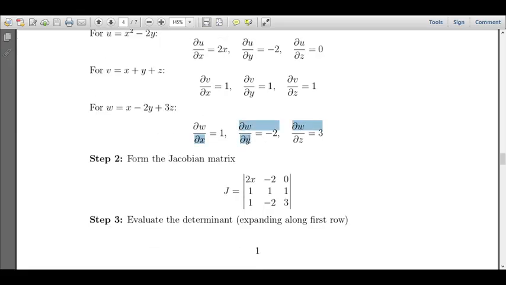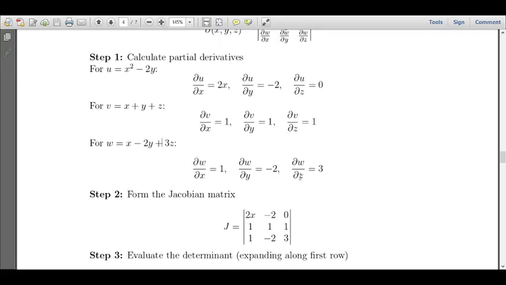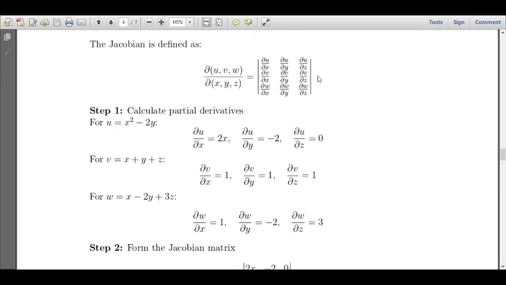So ∂w/∂y. With respect to y, the x and z terms are constant, so those differentiations are 0, and the differentiation of minus 2y is minus 2. ∂w/∂z: with respect to z, the x and y terms are constants, so ∂w/∂z equals 3. So substitute all these first order partial derivatives in the given Jacobian.